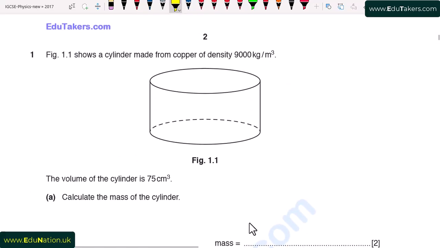Question number 1. Figure 1.1 shows a cylinder made from copper of density 9000 kg per meter cube. In figure 1.1 we can see that there is a cylinder and its density is given, that is 9000 kg per meter cube. The volume of the cylinder is 75 centimeter cube. Part A. Calculate the mass of the cylinder. The volume of this cylinder is also given, which is equal to 75 centimeter cube, and we have to find out the mass of the cylinder.